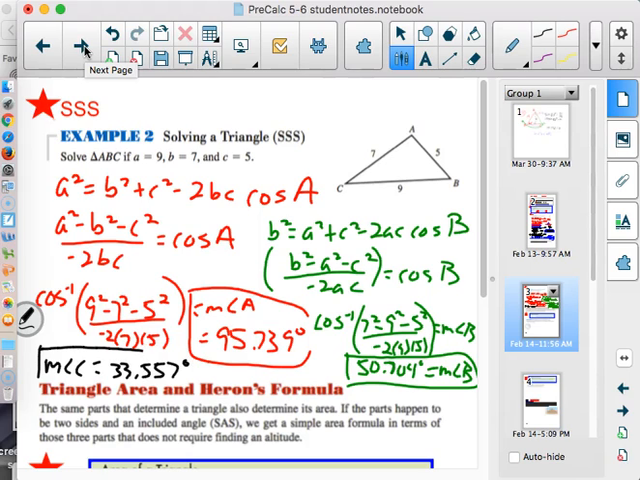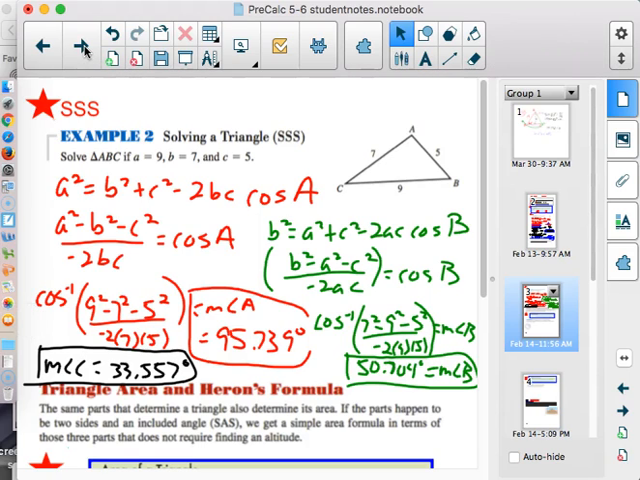If you're worried about the rounding error, then you store one in x, store one in y, and then do 180 minus x minus y. But at the end, if we've rounded the other two correctly, this third one absolutely should be correct as we go through it. So that's it for the law of cosines.